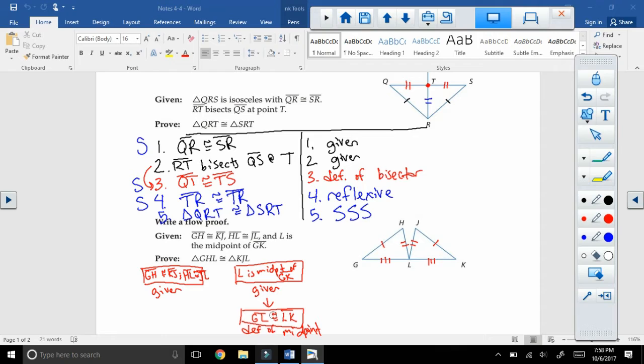And now this is really all I need. I could even make it flow this way so that I have room. But do you see that I've said all three pairs of these sides are congruent to each other? So I could say that triangle GHL is congruent to triangle KJL, and that is because of side, side, side also.